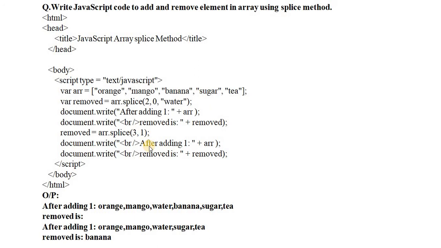Using document.write, we display the elements on a web page, and the removed elements are also displayed on the web page. After that, close the script tag, body tag and HTML tag. First of all, the output after adding is: at the second index we add the element, that is 0 index, first index, second index. At the second index we add the water, so the output is orange, mango, water, banana, sugar and tea. This is the new array of our program.